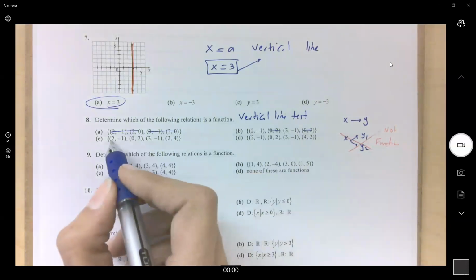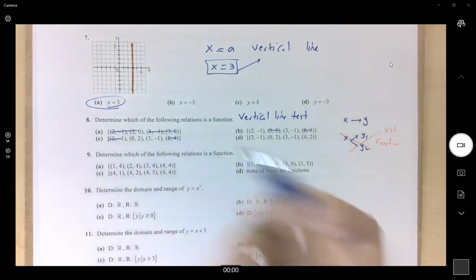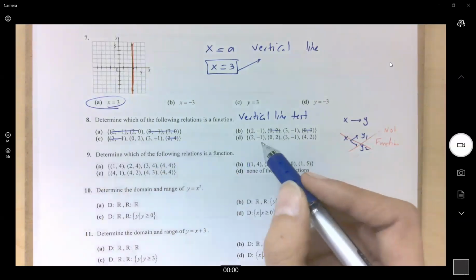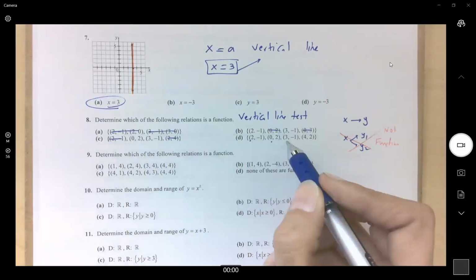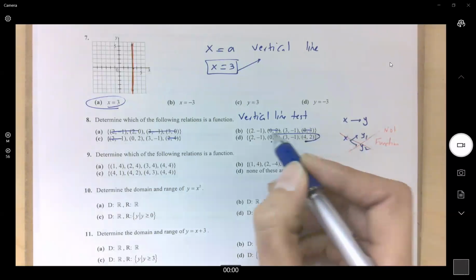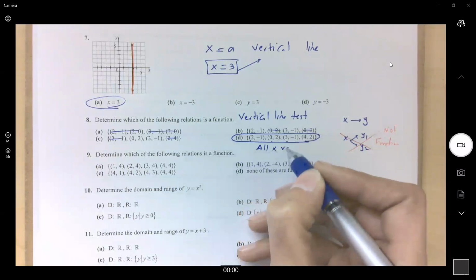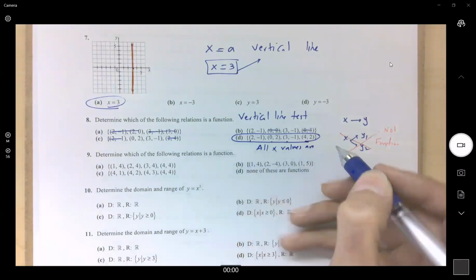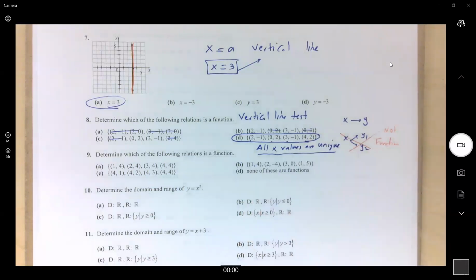What about this guy? 2, -1, 2, 0, 3, 2, a. I have 2 and 2, so I'm just going to cross those off. Here you have 2, you have a 0, you have a 3, you have a 4. They are all different from each other. They're all unique. So it means that you end up with a function here. All x values are unique. That's the reason.